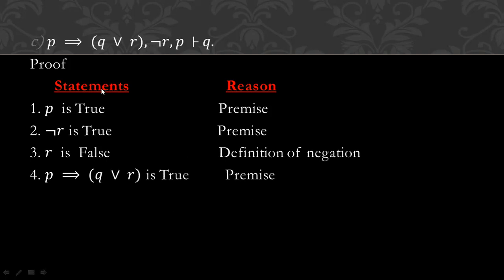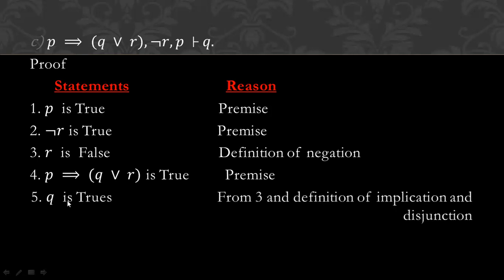Next is the remaining premise, that P implies Q or R is true because it is a premise. Since P is true, for P to imply this statement, Q or R must be true. Because R here is false, Q must be true at the same time. If Q is false, then false or false is false, but P is true since it is a premise, and true implies false can never be true.